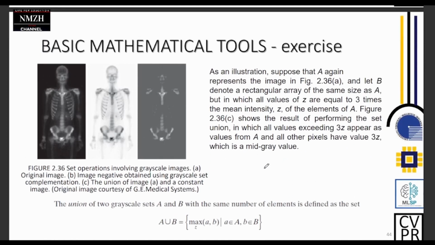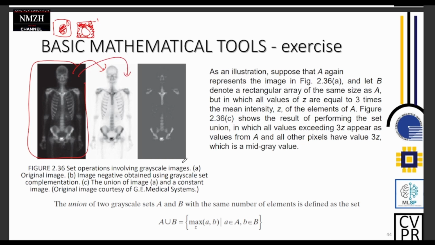So yes, okay, take a look over here. Original image, X-ray. Image negative obtained using grayscale. Let's say this is B, and this is the complement of B, meaning if the area is white over here, it will be black over here. If this image is stated as 0, it will be white over here. Okay, the union of A and a constant image.